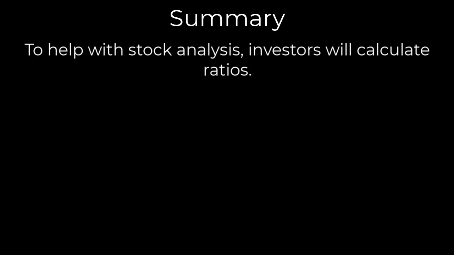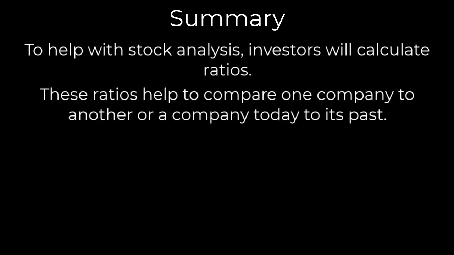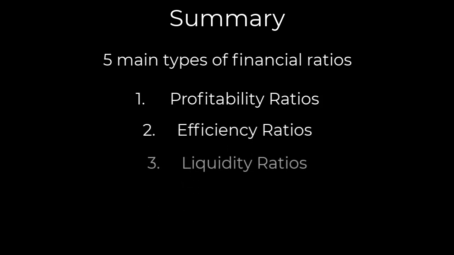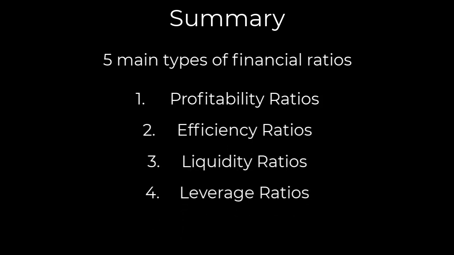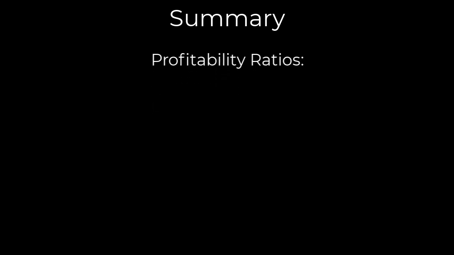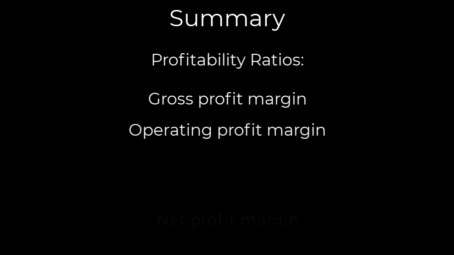Let's summarize. To help with stock analysis, investors will calculate ratios. These ratios help to compare one company to another or a company today to its past. A ratio is when you compare one thing to another. There are 5 main types of financial ratios: profitability ratios, efficiency ratios, liquidity ratios, leverage ratios, and turnover ratios. This video, we focused on profitability ratios: gross profit margin, operating profit margin, and net profit margin.